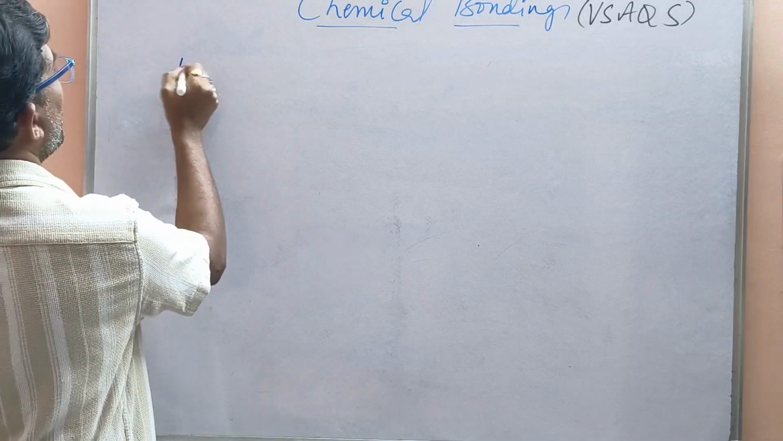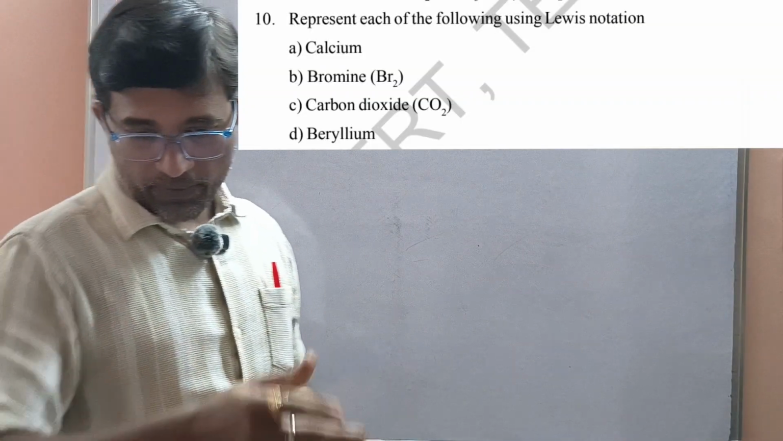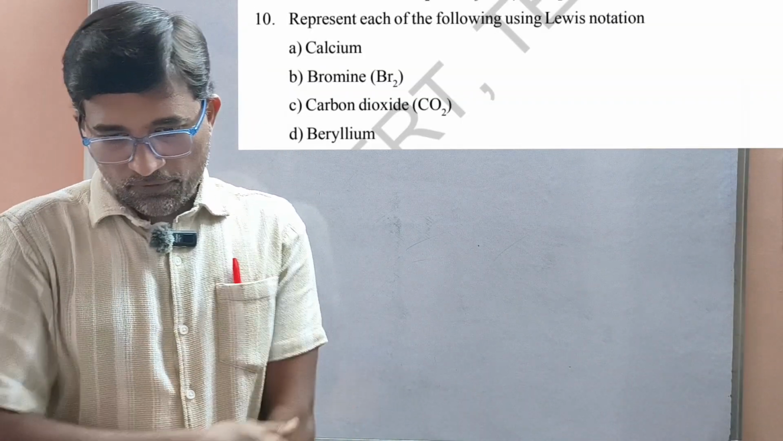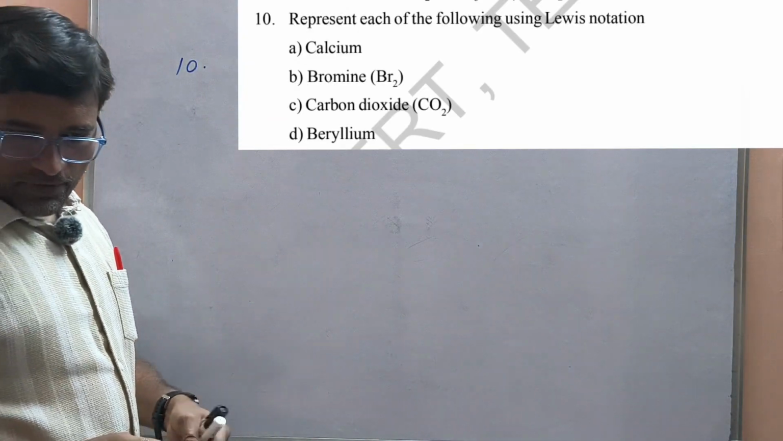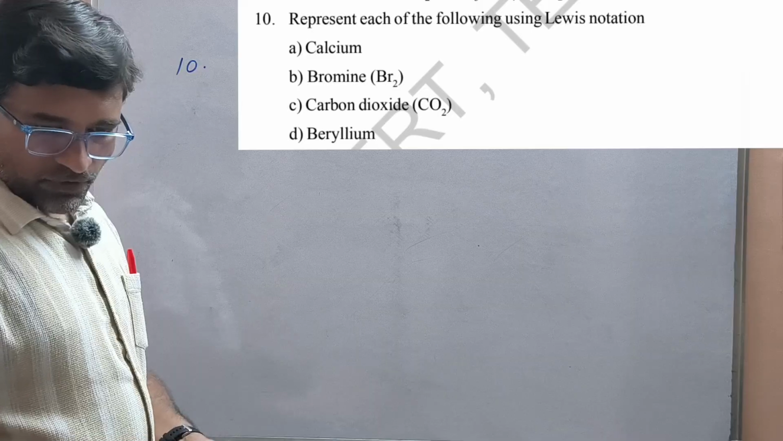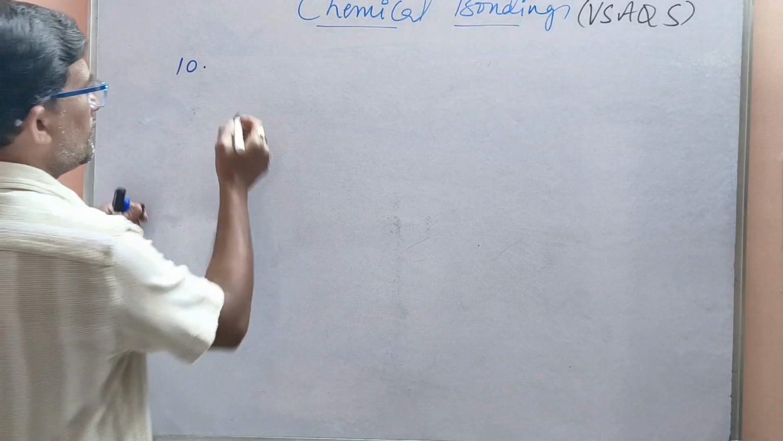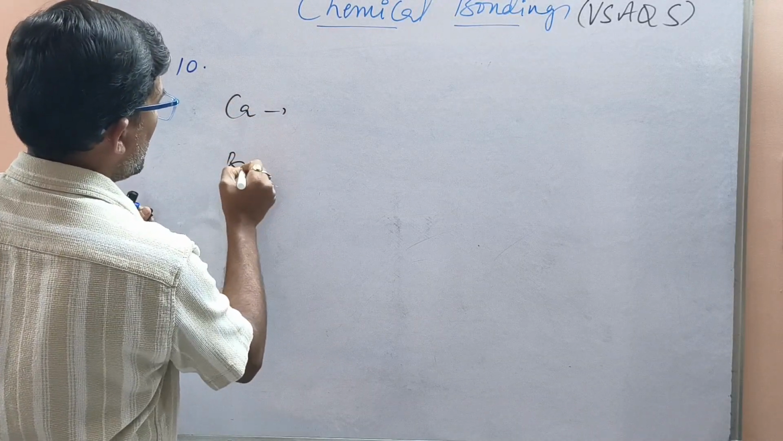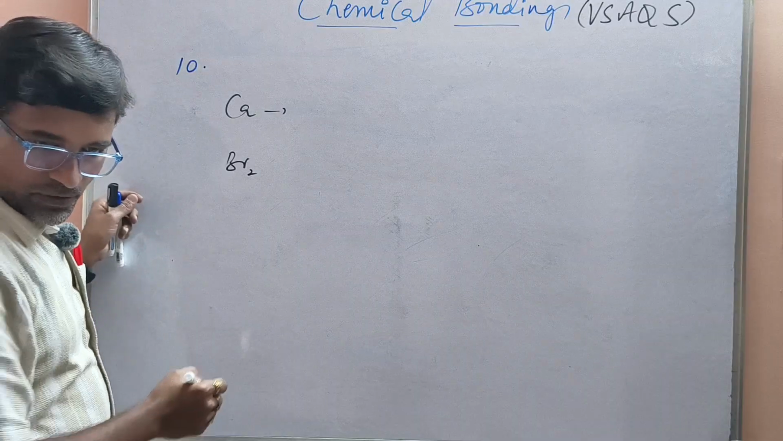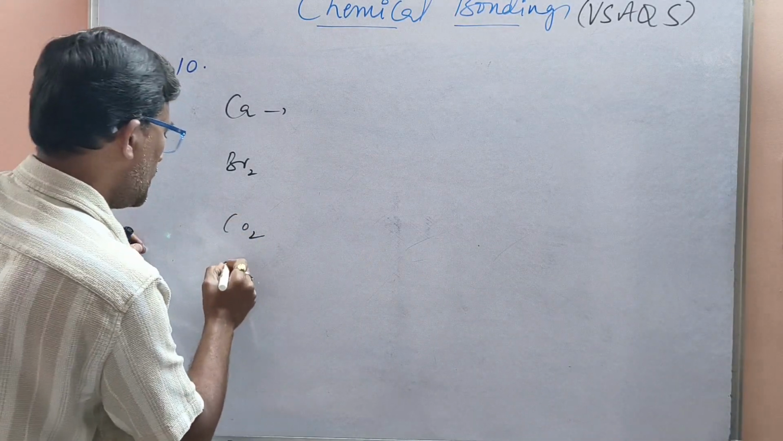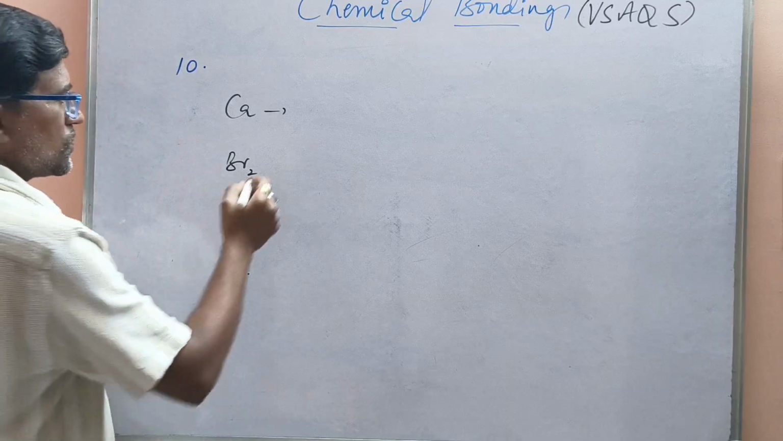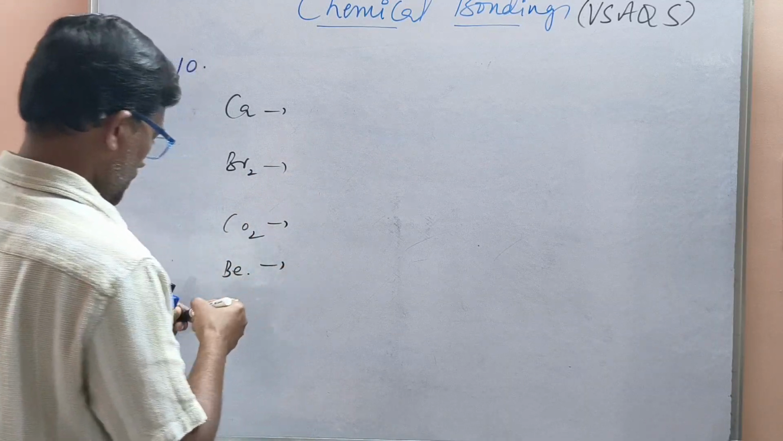Okay. Now the 10th question, which will be displayed on the screen. Represent each of the following using Lewis notation. He has given Lewis notations for element calcium, Br2, and carbon dioxide CO2, and even beryllium. So we have to represent them.